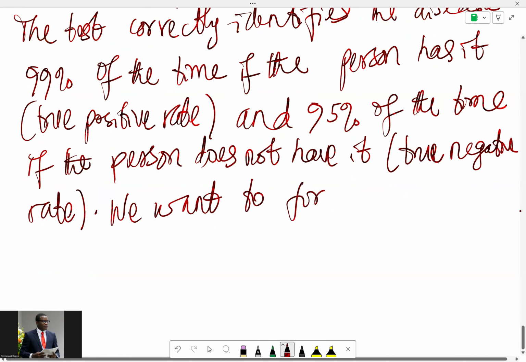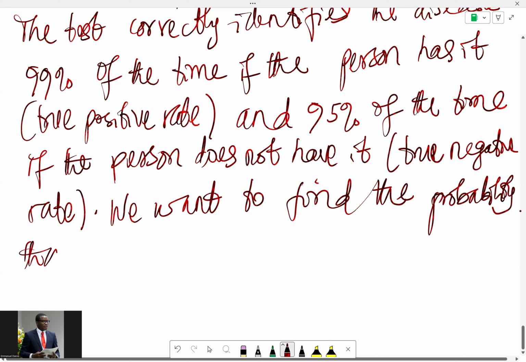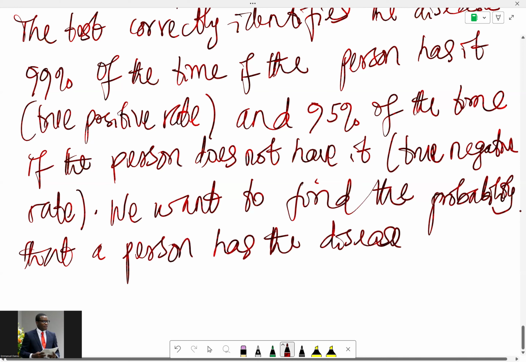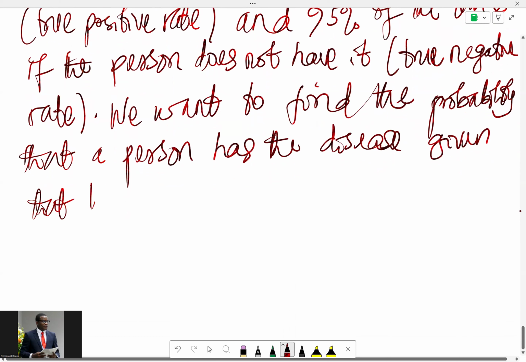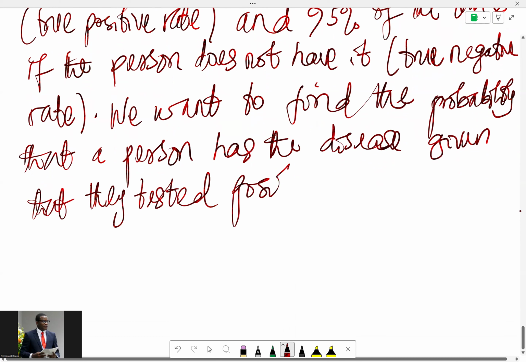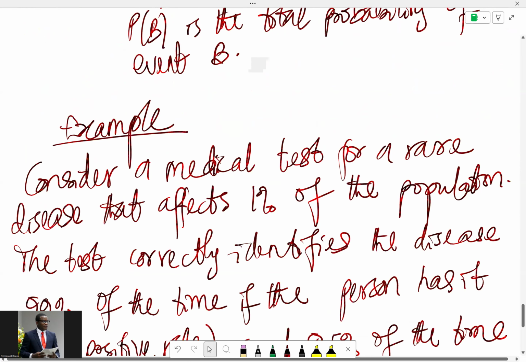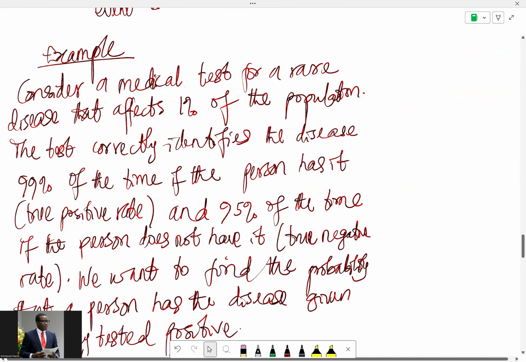Okay, so what we actually want to find is this. We want to find the probability that a person has the disease, given that they tested positive. So from the system, you can say that someone can test positive and not have the disease, though the chance may be slim depending on all the probabilities we've been given. So that's what we have for this.